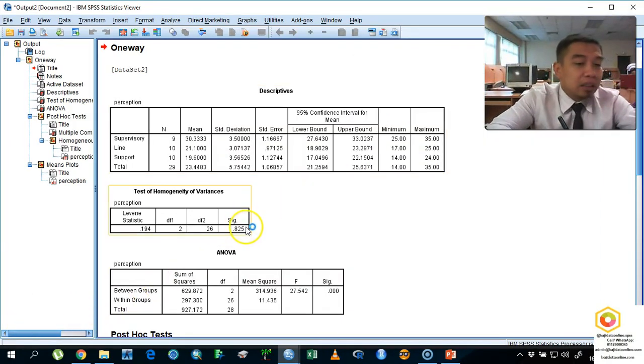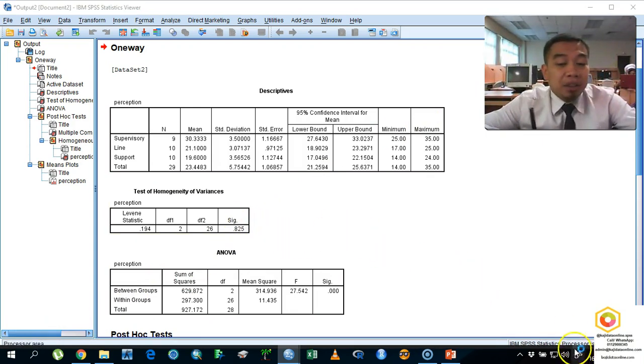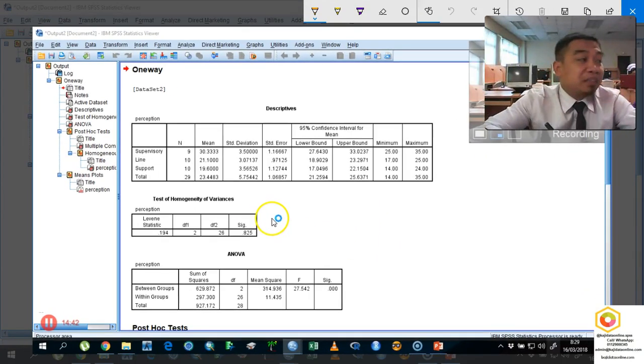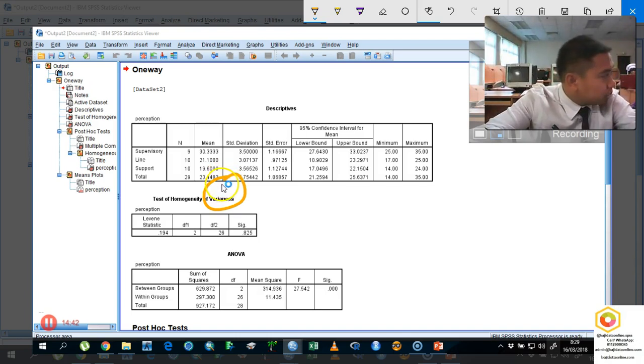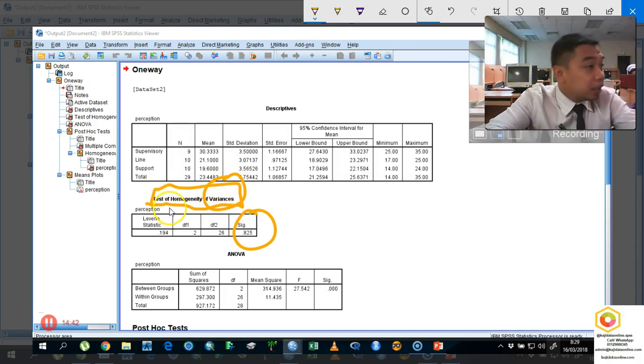This is testing. This one is the assumption. You want to make sure the assumption is met or not met. Your variance must be homogeneous. So if you want your variance to be homogeneous, frankly speaking, or easy for you to understand, this one must be more than alpha, because the test of homogeneity of variance also has hypothesis testing.